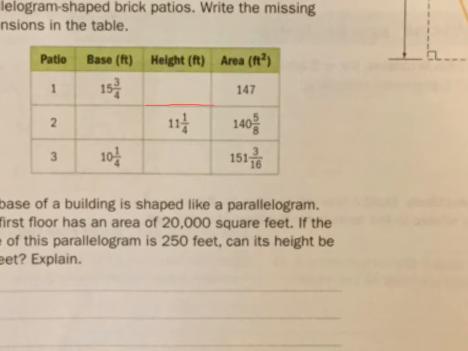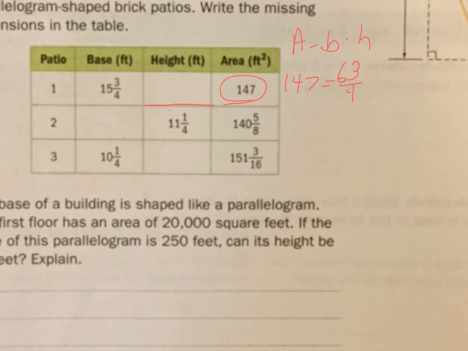So in this one, we need to find the height. Well, we have the area. A equals base times height. We have the area. 147 equals, we don't have the height, we do have the base. 15 3/4. Now, I'm going to make this into an improper fraction. 15 times 4 is 60, plus 3 is 63 over 4.